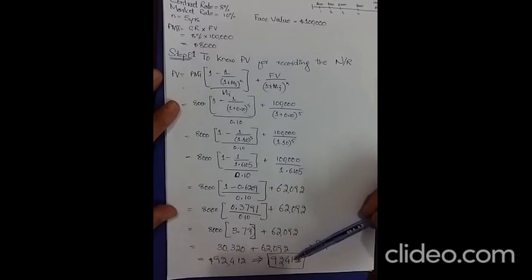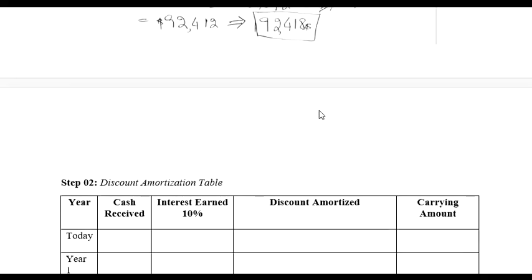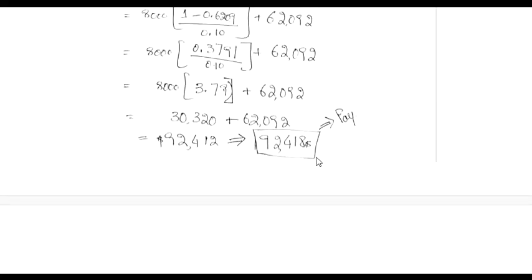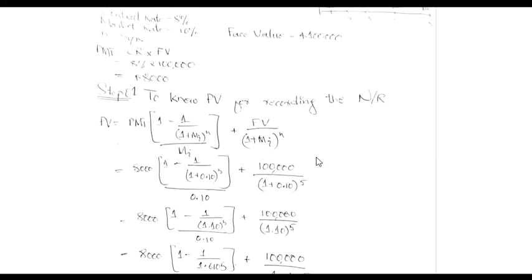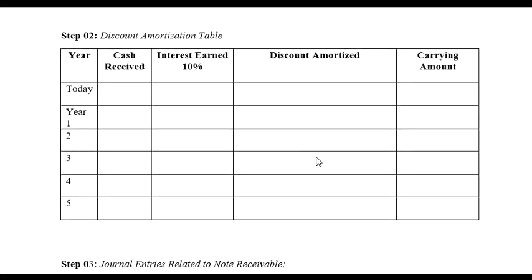So that's step number 1. Let's go to step number 2 and step number 3 of the numerical. Step 2 is regarding the discount amortization, and it will be done if the money which is paid is different from the face value. We are paying $92,418 today and the face value is $100,000. It means that an amortization table must be prepared.